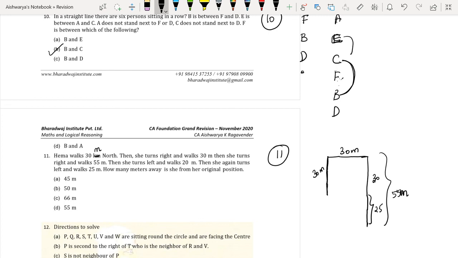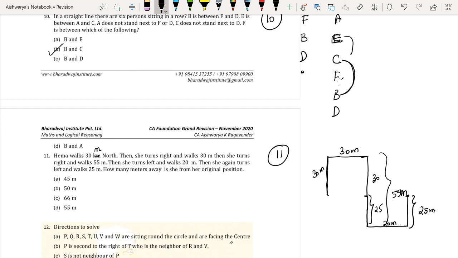Then she turns left and walks 20 meters. So this is left for her. She turns left and she walks 20 meters. So 20 is 1, 2. So this is 20 meters. And then she again turns left and walks 25 meters. How many meters away is she from her original position? So this is 25. This and this part should be equal, right? So again she is 25.